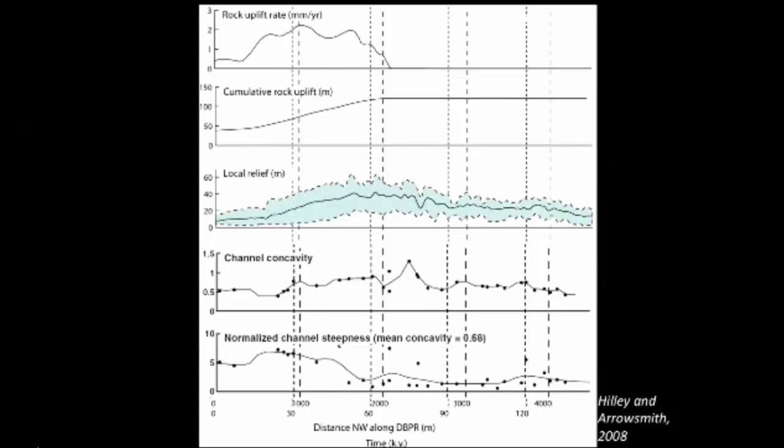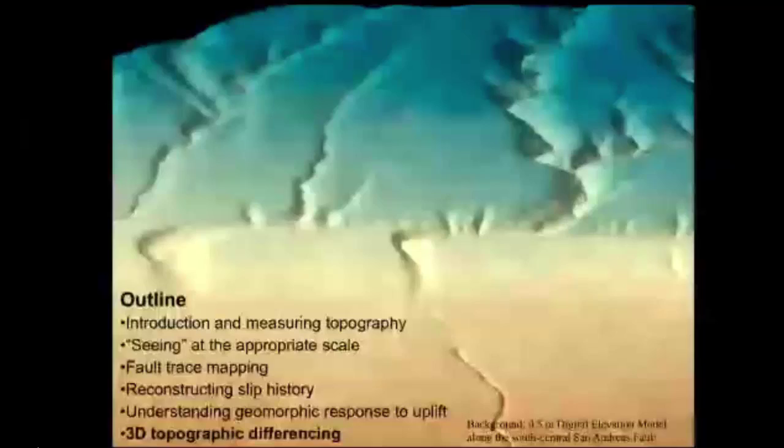But this is really nice because it's easy to calculate channel steepness in a landscape from digital elevation models. It's hard to get time in geochronology. So this kind of metric is only used to go sort of hunting through data to look at maybe relative rock uplift rates. So any questions on that? So that paper is Hillier and Arrowsmith, another reading.